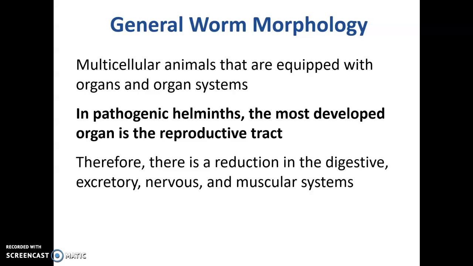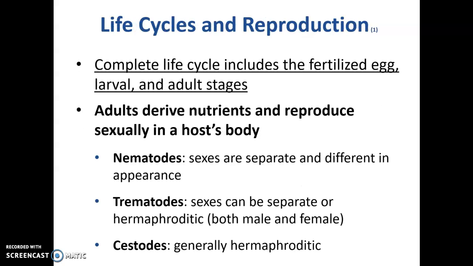So general worm morphology. These are multicellular animals and are equipped with organs and organ systems. When we talk about pathogenic helminths, the most developed organ is the reproductive tract. Therefore, the rest of their organs are not as developed. Life cycles and reproduction. The complete life cycle includes the fertilized egg, larva, and adult stages. Adults derive nutrients and reproduce sexually in the host's body.